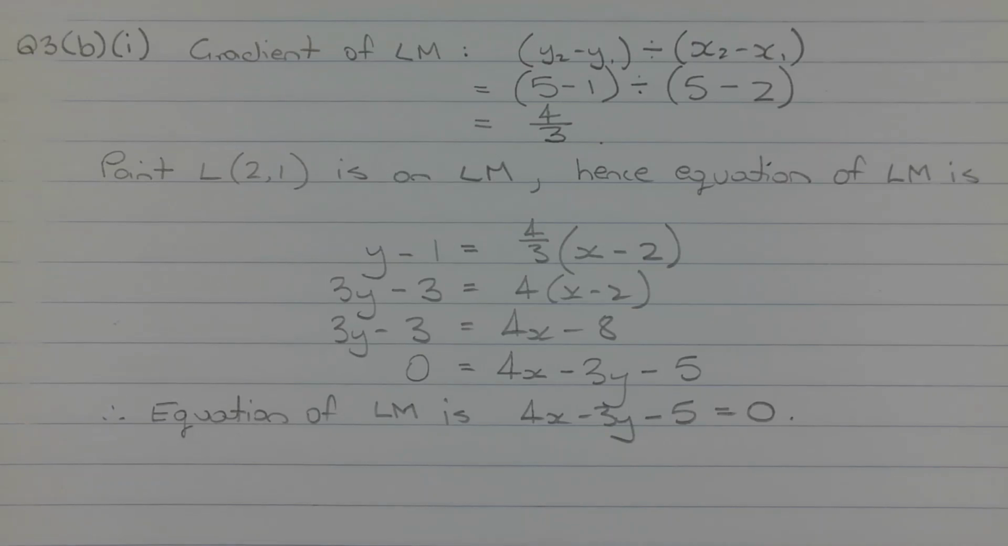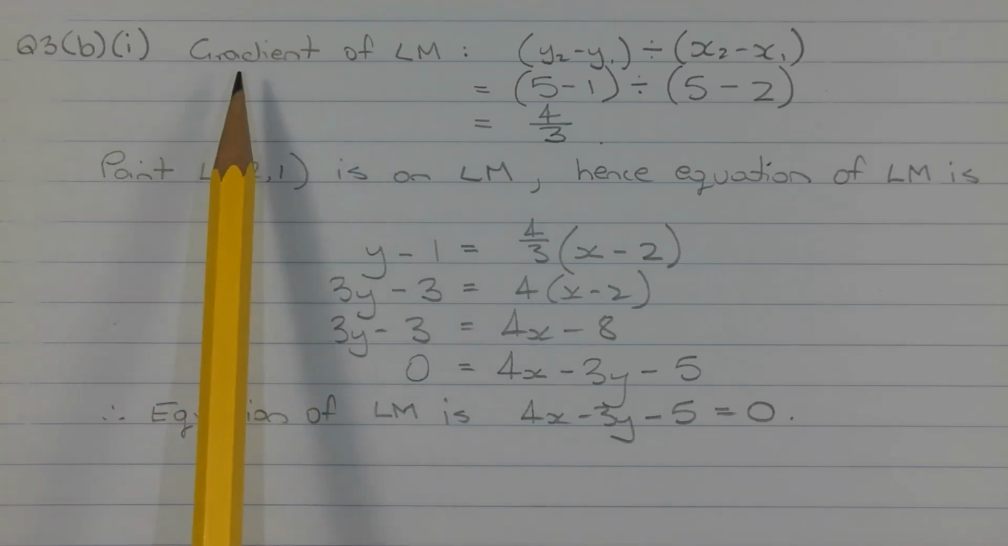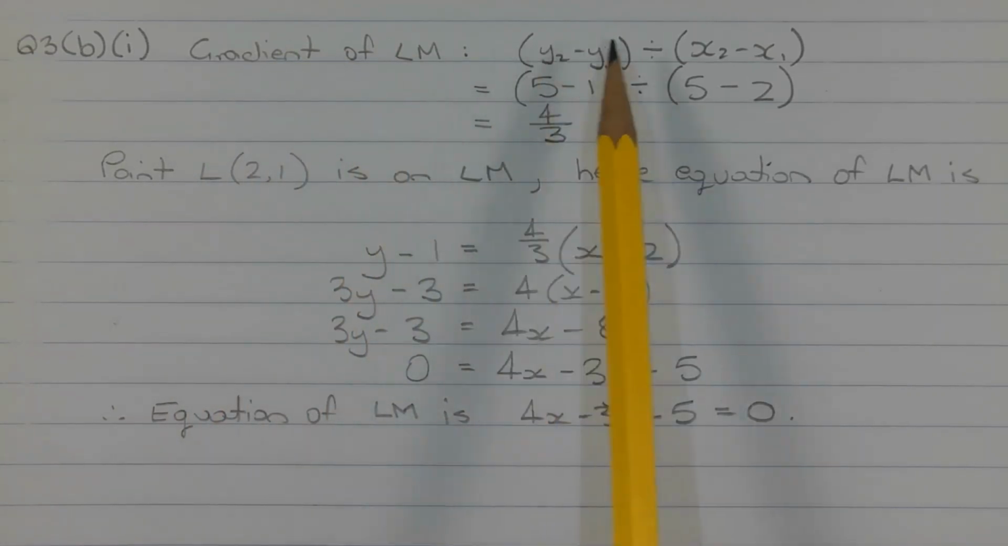To find the equation of a line or an interval, first we need to find the gradient of that line or interval. Then, using a known point on that line or interval, we can use the point gradient formula to come up with the equation of that line. So to find the gradient of LM, we can use the 2-point gradient formula.